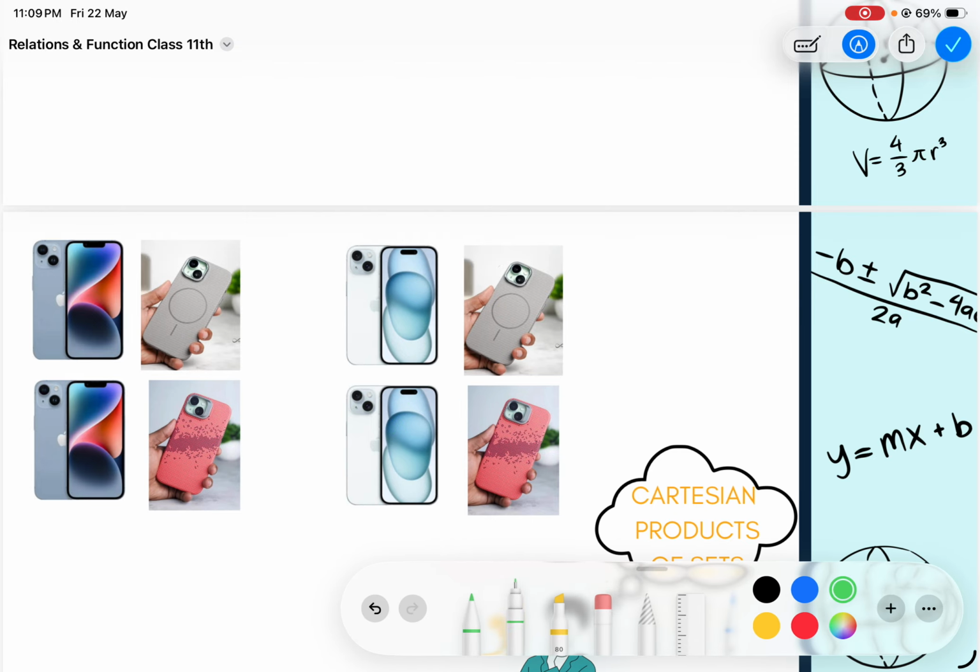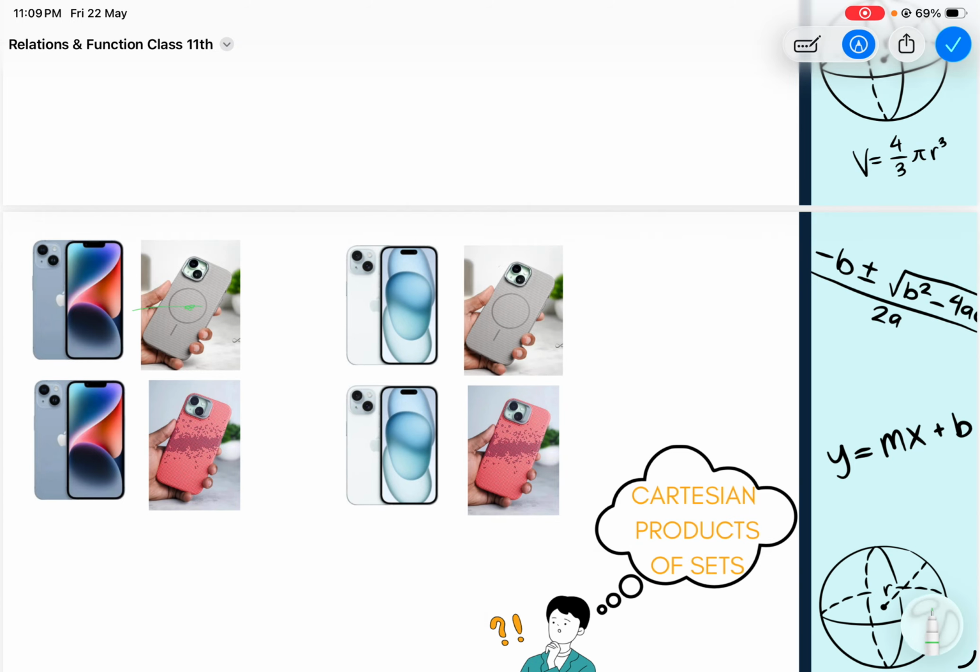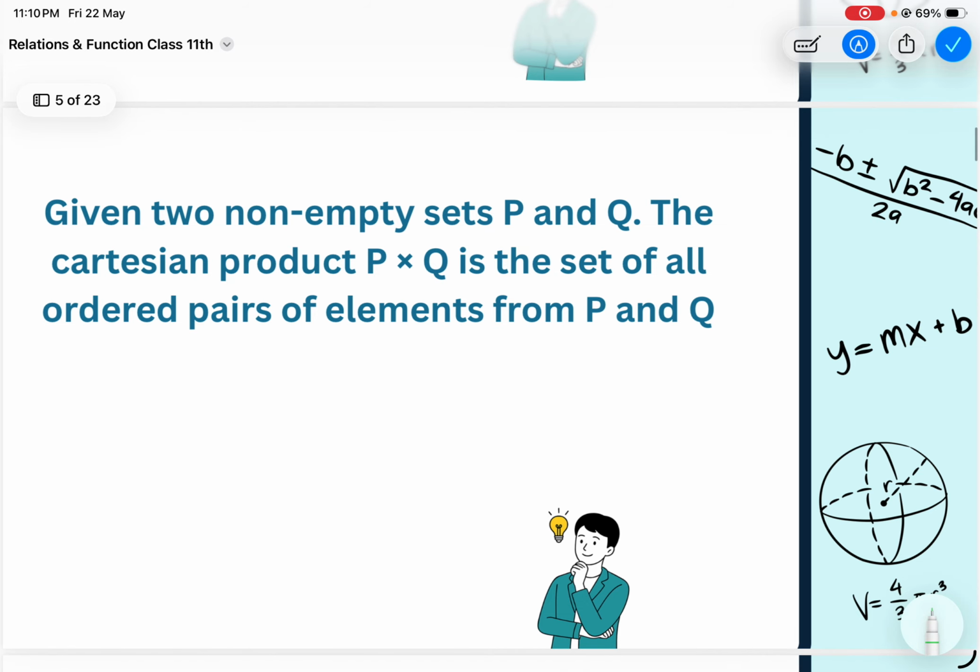if we put this cover on this phone, it will be style number 1. If we put this cover on this other phone, it will be style 2. If we put this cover on the different color of iPhone, it will be style number 3. And if we put this pink cover on this iPhone, it will be style 4. So if we have two iPhones and two covers, we can make 4 styles. It means we have to multiply, right? So the Cartesian product of sets is only multiplication. Overall we have to do multiplication.